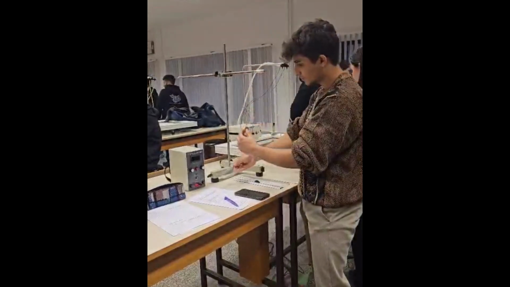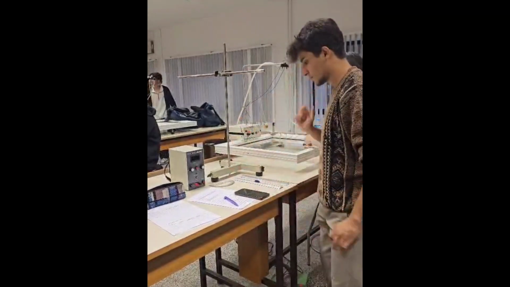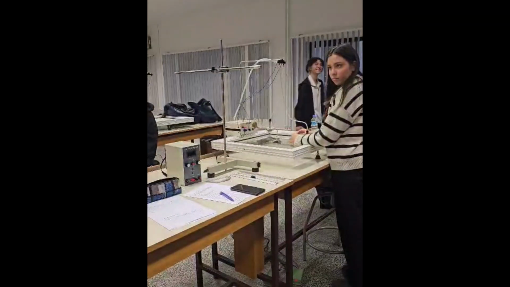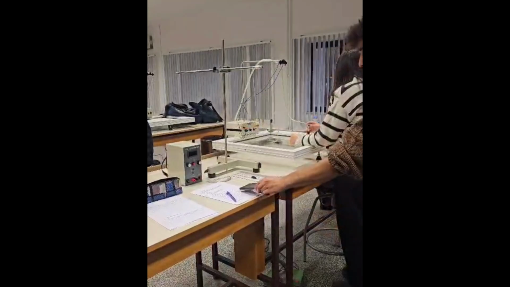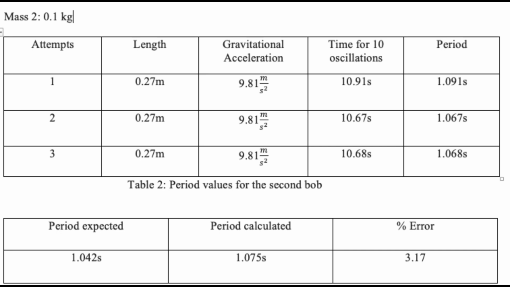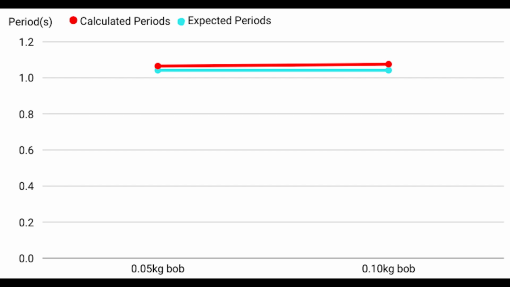Here, I changed the mass of the pendulum bob to be 0.1 kilograms, so that I could see how the change in the mass of the pendulum bob affects the period of the simple pendulum. Here, you can see the data for the 0.1 kilogram pendulum bob. When we draw a graph for both results, we can see that the period values for the 0.05 kilogram pendulum bob and the 0.1 kilogram pendulum bob are almost the same. So we can conclude that the period of the simple pendulum isn't affected by the mass of the pendulum bob.